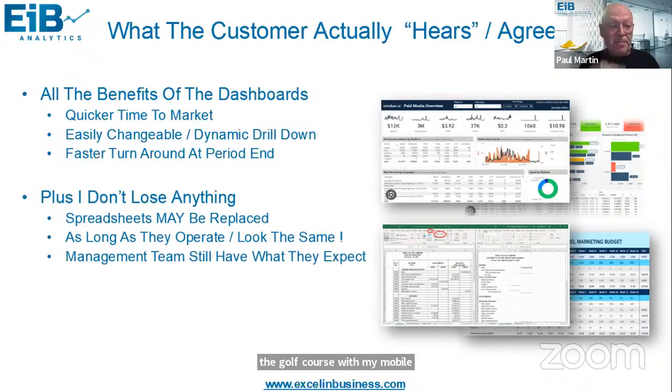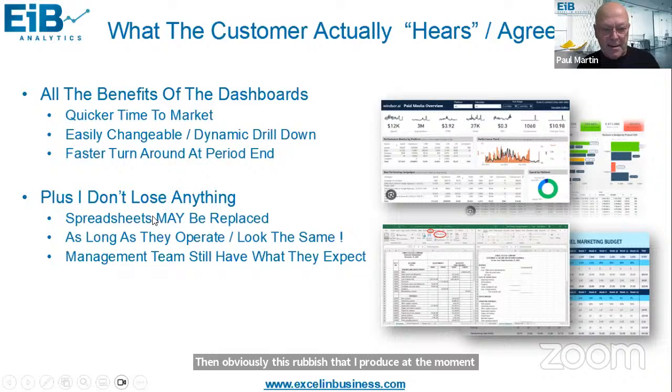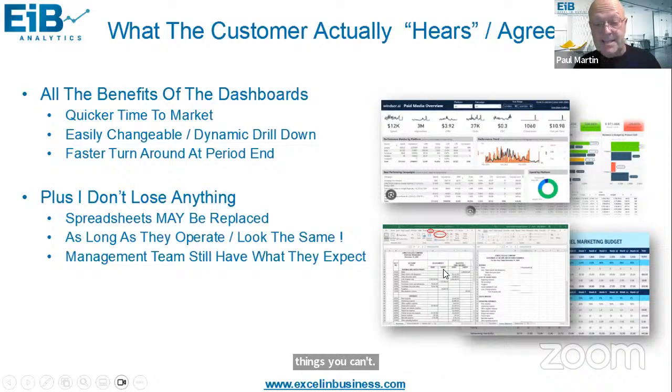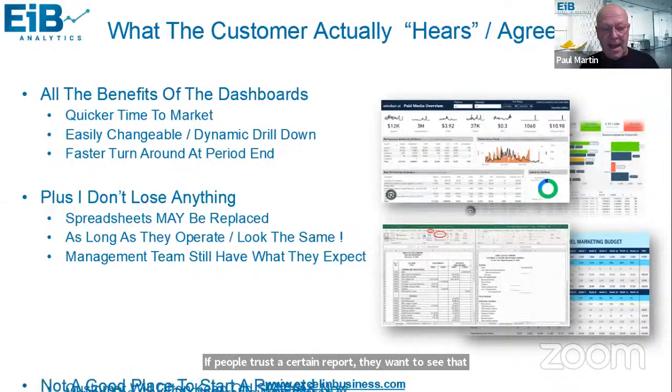But, and here is the big but, they say, well, if you can do all this cool stuff here, then obviously this rubbish that I produce at the moment, you can easily reproduce that. And that is a real warning sign because they just think, so my management team can carry on. They can still run this. Now you can argue we should be educating them here and telling them they shouldn't be using this. I've been around long enough to know that whilst I would agree with all that, there are certain things you can't. If people trust a certain report, they want to see that report exactly as it is in the new application. And now you are in trouble.